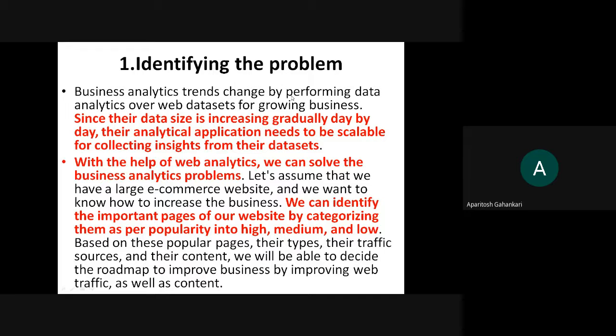So we can identify the important pages of our website by categorizing them into high popularity, medium popularity, or low popularity. Based on these popular pages, their types, their traffic sources, and their content, we will be able to decide the roadmap to improve the business by improving the web traffic. At the same time we will focus on the content also. So here we are concentrating on identifying the problem.